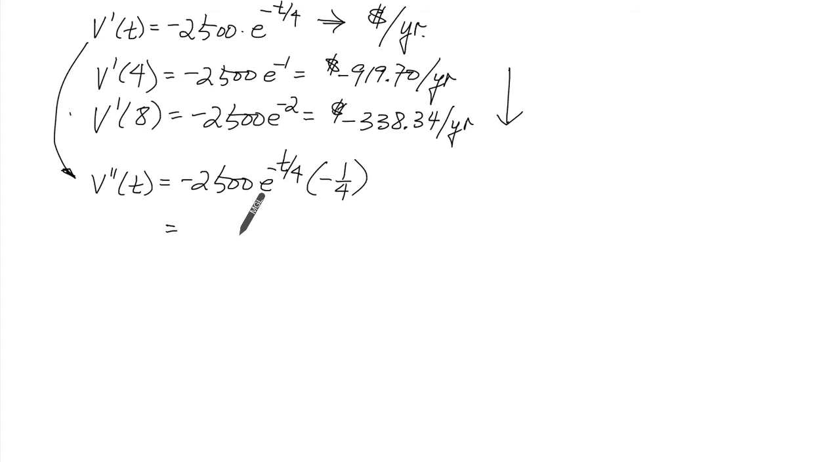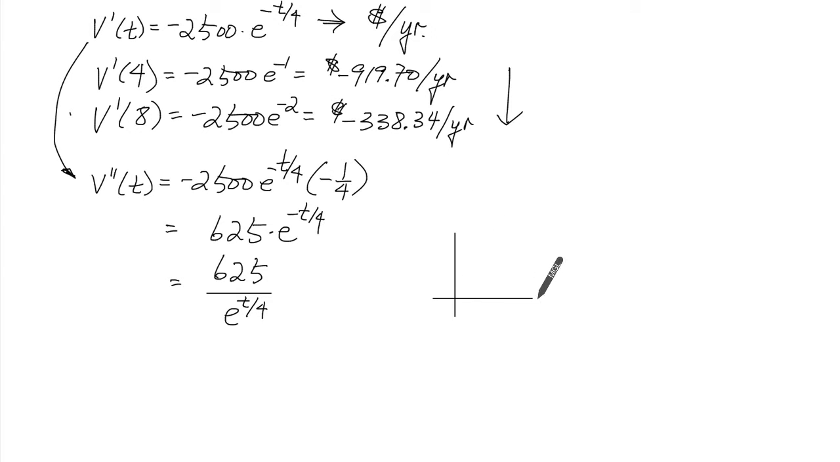And simplify it algebraically, and we get 625 times e to the power of -t over 4. Just so that we can develop a better intuition, I'm going to rearrange that and put e to the power of t divided by 4 in the denominator. So what does the denominator look like? If I were to graph that function, that graph looks like this. It's an exponential function.